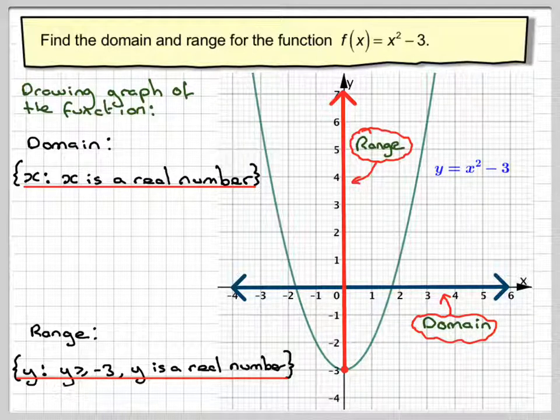Okay, so in this video we have found the domain and a range for a quadratic function, and obviously drawing a graph is quite helpful in this situation.